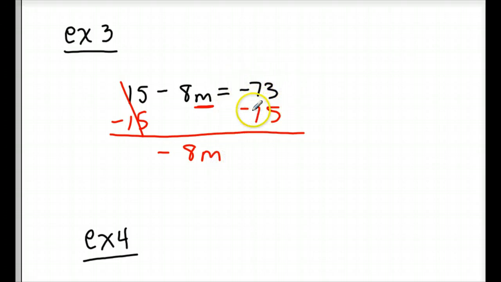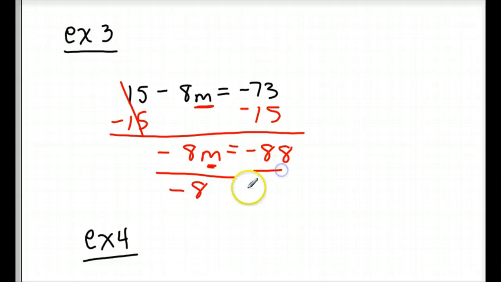Negative 73 minus 15. Now, be really careful here. You're adding these together, but it's going to give us a negative 88, not a positive 88, not another number, a negative 88. And then we need to isolate this, so let's undo multiplication by dividing both sides by negative 8. Negative 88 divided by negative 8 is going to give us m equals a positive 11.